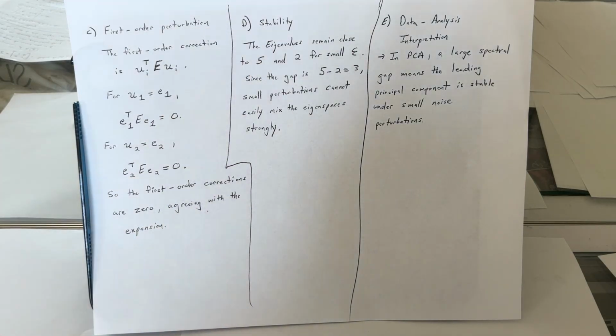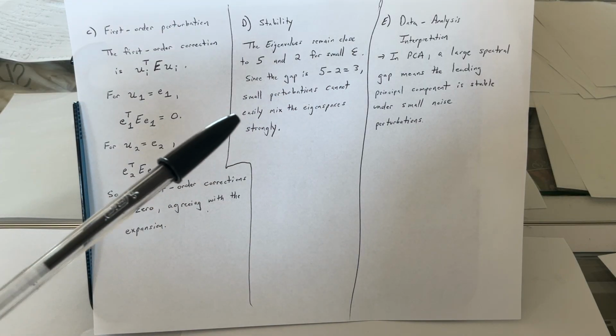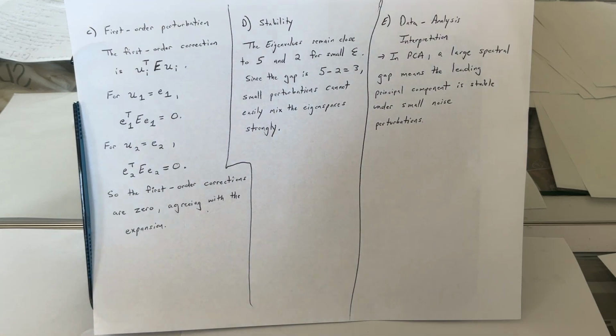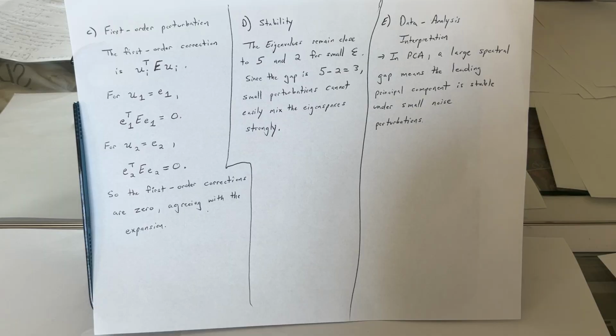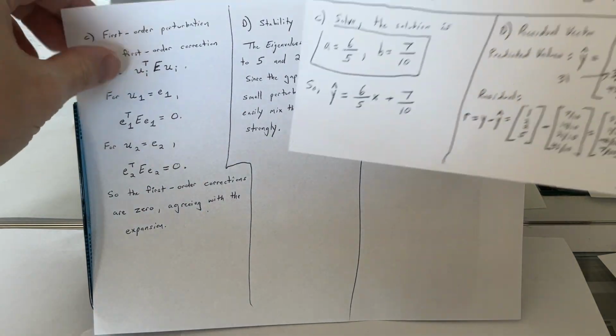For the stability, the eigenvalues remain close to 5 and 2 for small epsilon. Since the gap is 5 minus 2 equals 3, small perturbations cannot easily mix the eigenspaces strongly. And for part E, the data analysis interpretation. In PCA, a large spectral gap means the leading principal component is stable under small noise perturbations. Okay, so that's number 6. Moving along now to number 7.